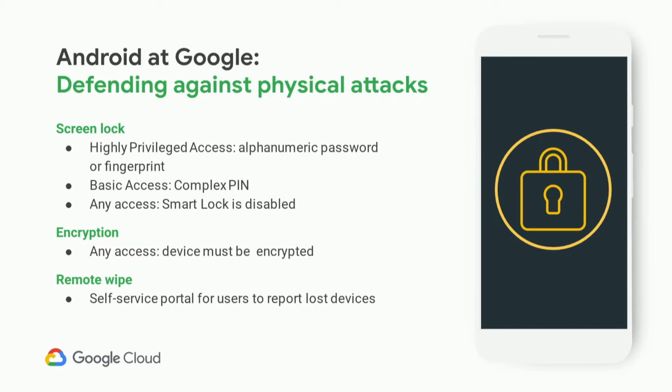Smart Lock is a feature that encompasses unlocking a device via location, Bluetooth connection, gait detection, face detection, and voice recognition. While these can be convenient ways for consumers to unlock their device, each has known weaknesses and it is best to disable Smart Lock entirely in Enterprise. Encryption is enabled by default on modern Android, so all of our devices are always encrypted.